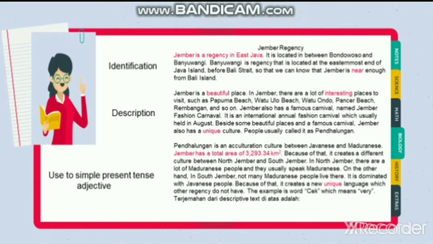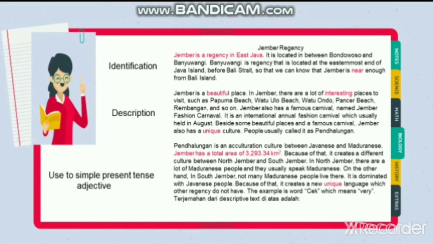Okay, and we can look for the use of the simple present tense. In simple present tense, here: Jember is a regency in... And two, Jember has a total area of... you count like this.